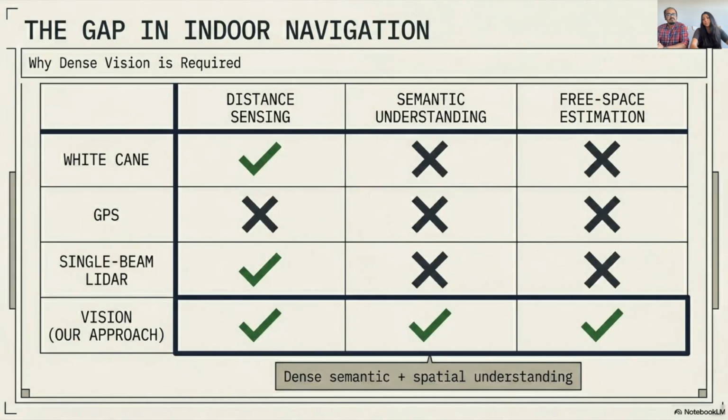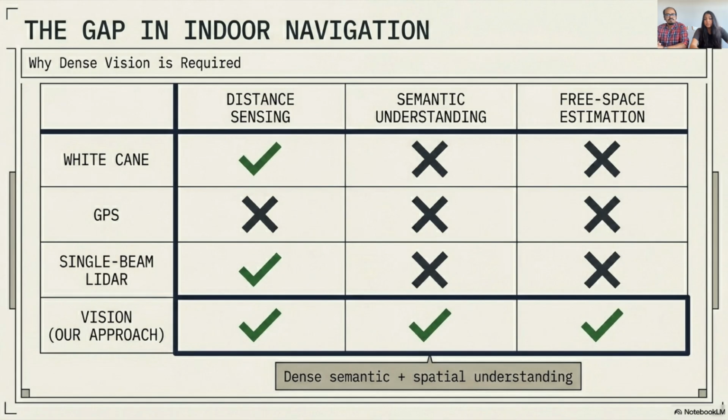So I'm going to walk a little bit through the gap in indoor navigation. Quickly, let's discuss what we're competing against. The white cane gives tactile distance, but no semantics and no free space understanding. GPS is essentially useless indoors. A single beam LiDAR gives distance to a single point, no semantics and no spatial coverage. Vision, done correctly, is the only modality that delivers all 3. Distance estimation through scene geometry, semantic understanding of every pixel, and dense free space estimation across the entire field of view.